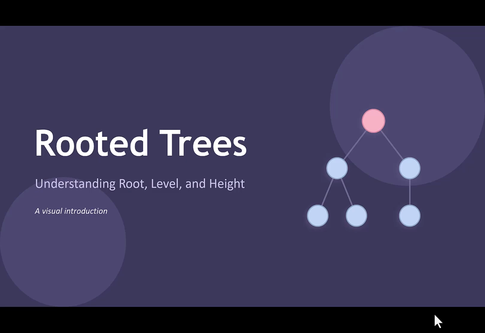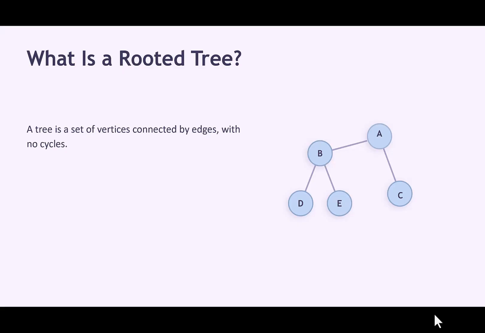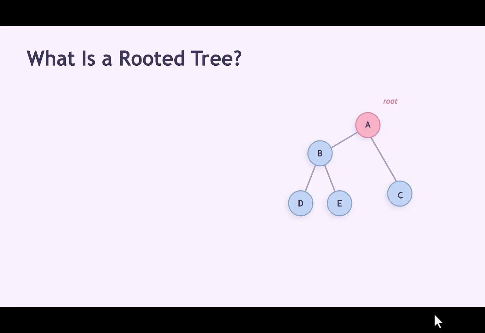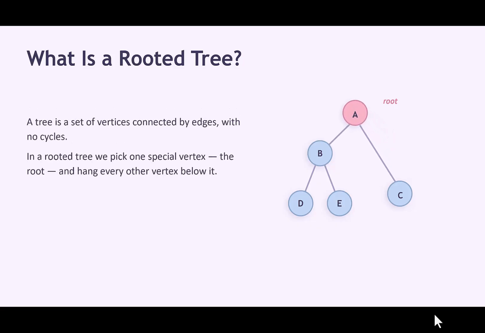Hi everybody, in this video we're doing a visual introduction to roots, levels, and heights of trees. Hopefully by now you know a tree is a set of vertices connected by edges where we don't have any cycles. In a rooted tree we pick one special vertex and we call it the root. Then we redraw the graph to hang all the other vertices below the root.